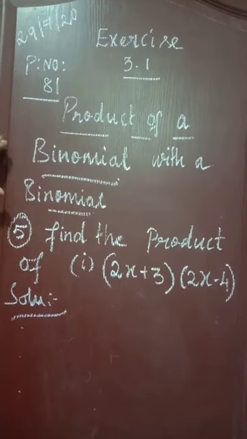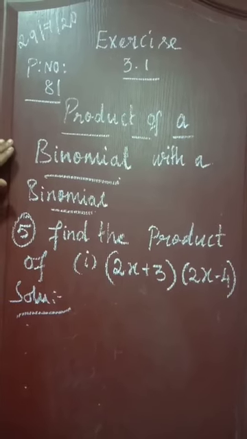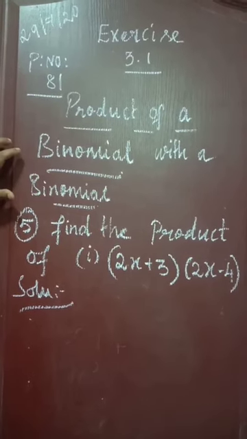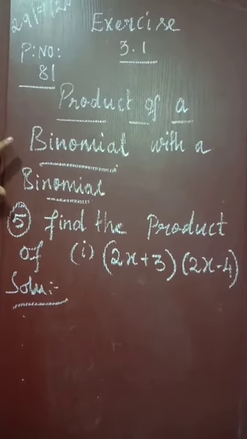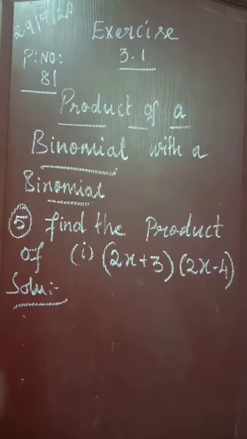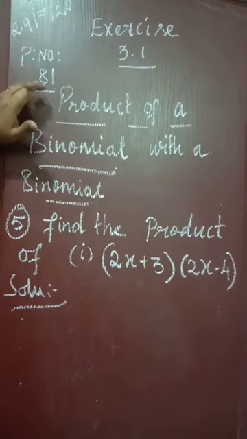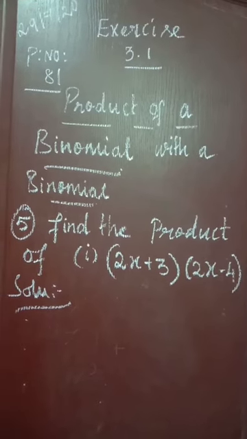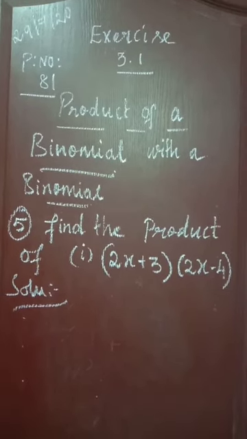Hi students, today we are going to see the exercise continuation, exercise 3.1. So today's topic is product of a binomial with a binomial. Take your maths note and write the date, page number 81. If you have a maths book, take your maths book and open page number 81.